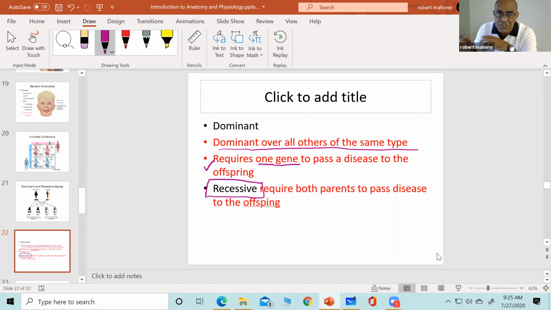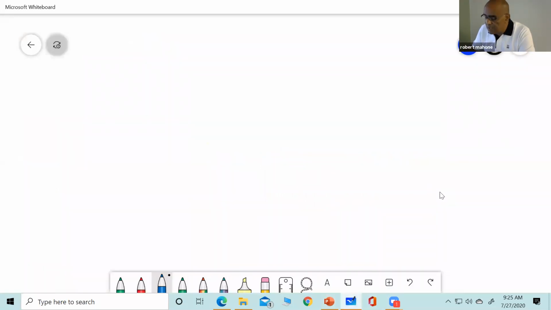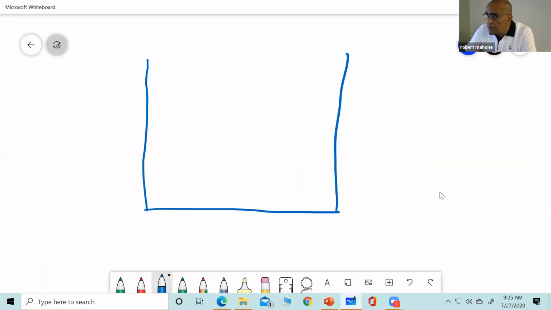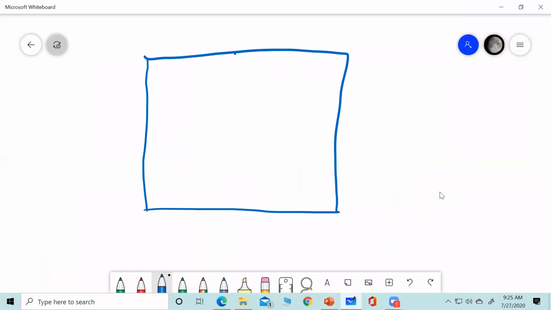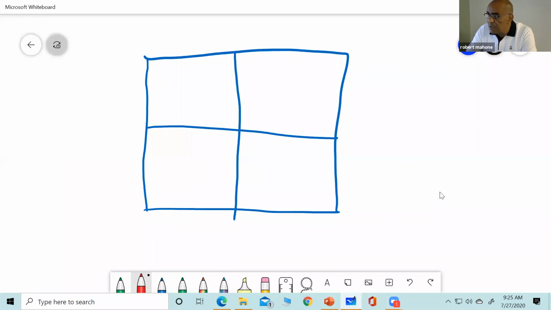And that's a recessive gene. It requires both parents to pass the condition. Now, we used this last module, I'll go ahead and use it again. We're in a different conversation, but the 4-box square known as the Punnett square. And let's do this. Up here is mom, and over here is dad.